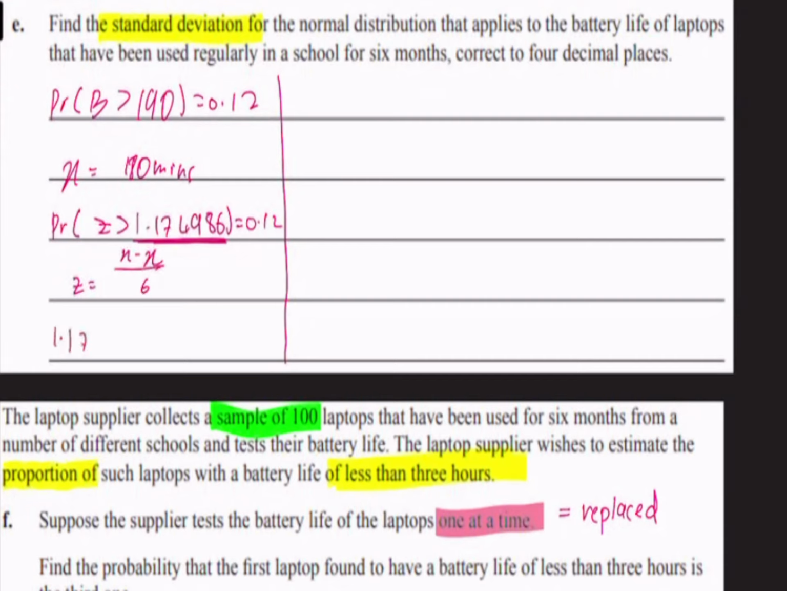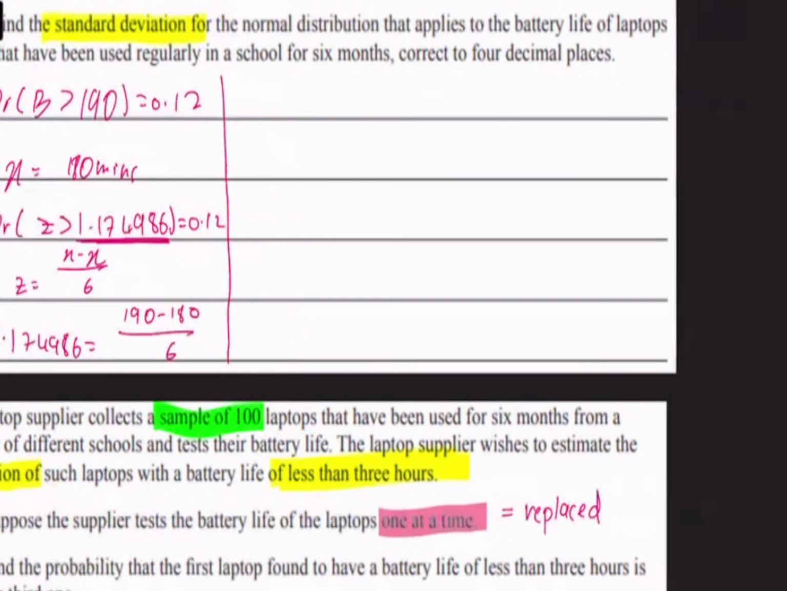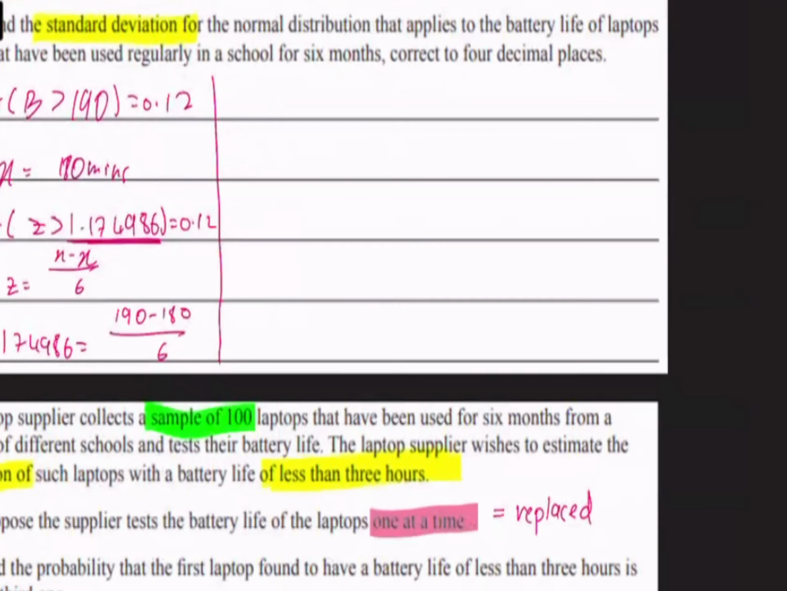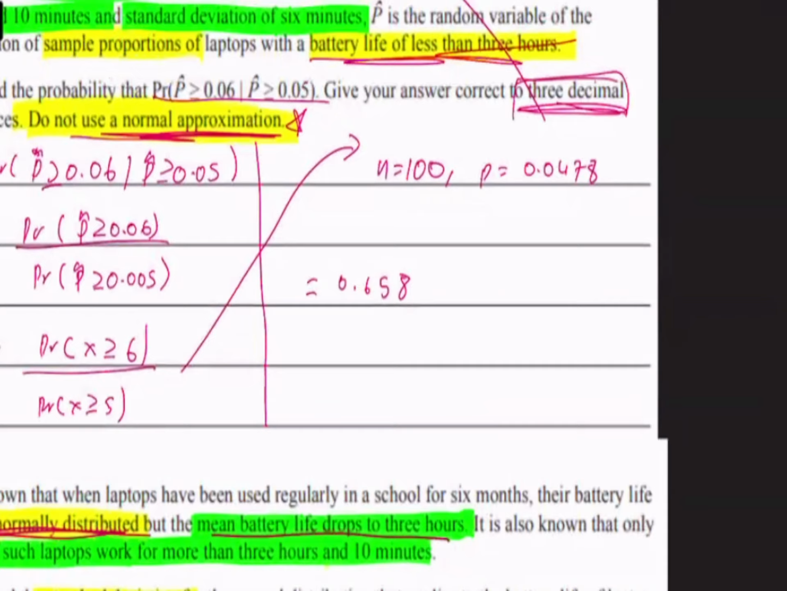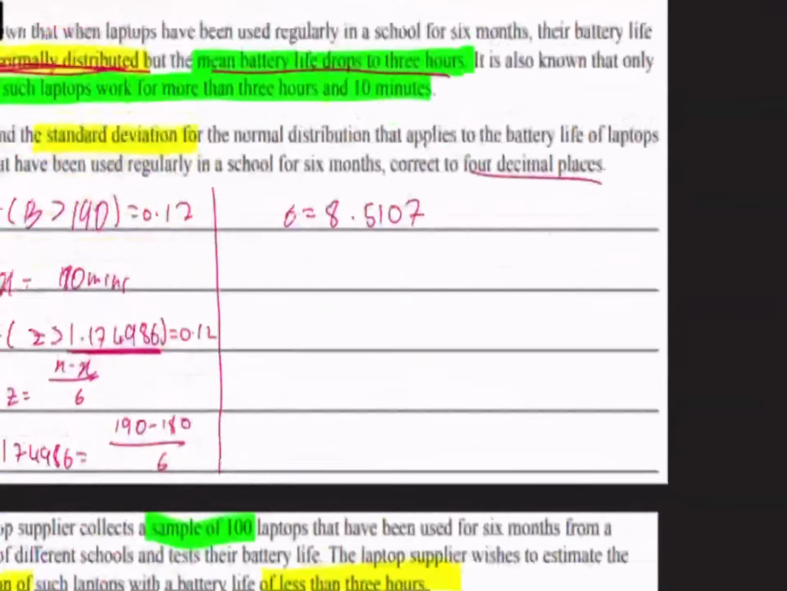So 1.174986 equals 190 minus mu, which is 180, on sigma, because sigma is what we're trying to find. And then sigma is just 10 on this value, and that simplifies to 8.5107 to 4 decimal places. The changing decimal places might trick you, just be careful.